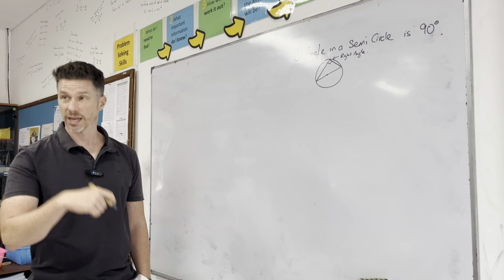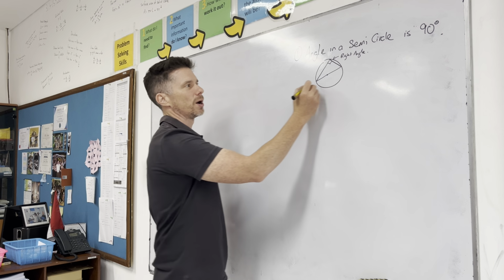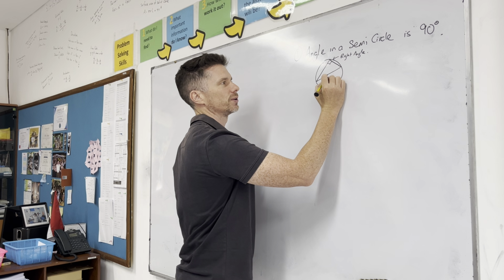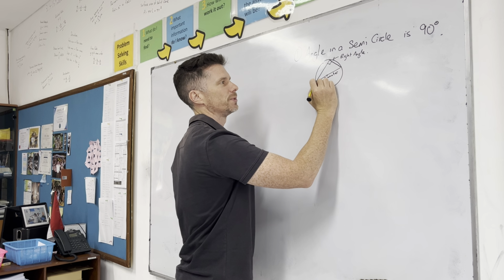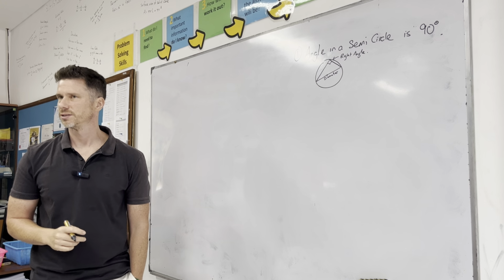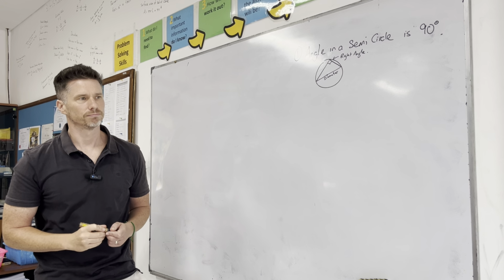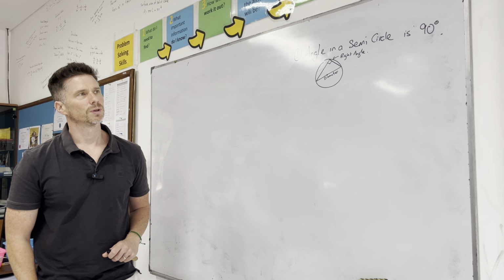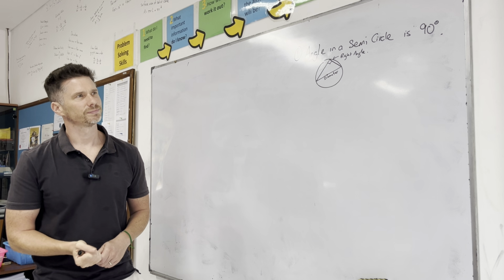The angle touching the edge of the circle, that's not part of the diameter. So this is the diameter across here. So a diameter is drawn. The other angle then is a right angle. And that's it. Okay, moving along.